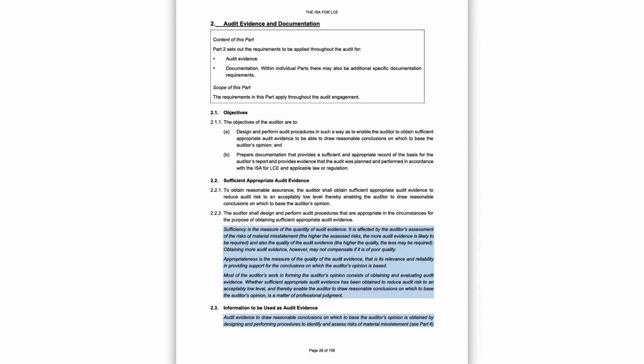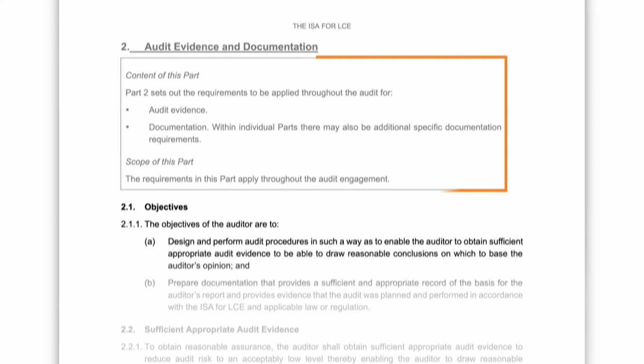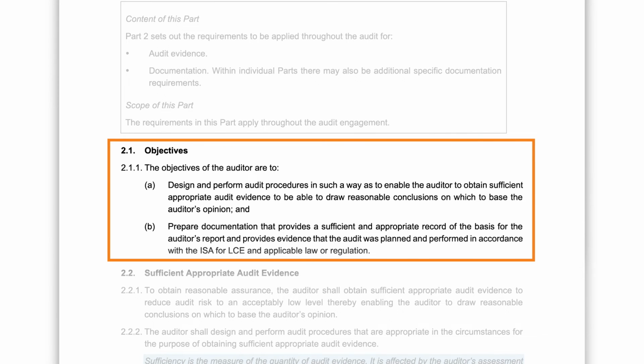Thank you, Isabel. Let's look at what you will find in the standard. Each part starts with an introductory box, setting out the content and scope of that part. Then you will find the objectives. The objectives focus the auditor on understanding what needs to be accomplished and deciding whether more needs to be done. The objectives also link the requirements to the overall objective of an audit.